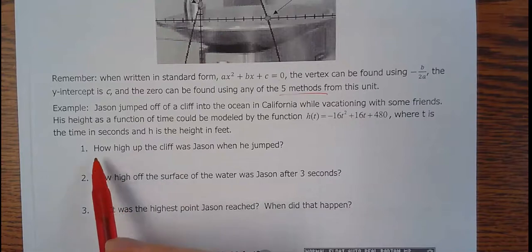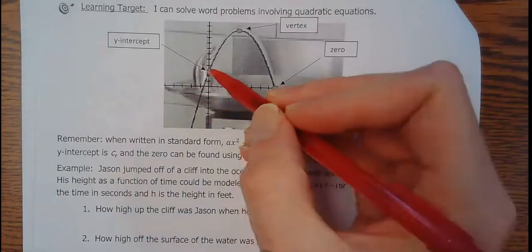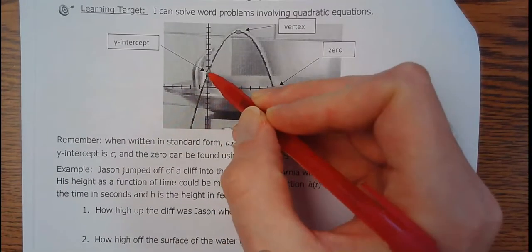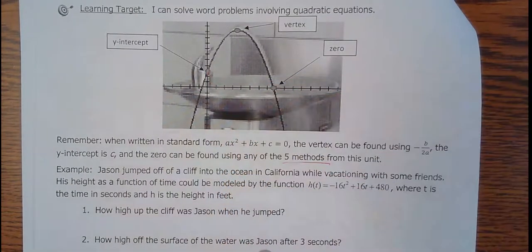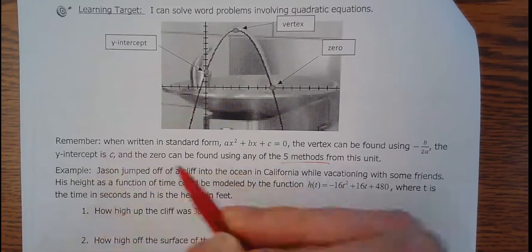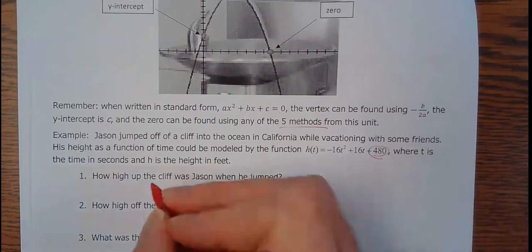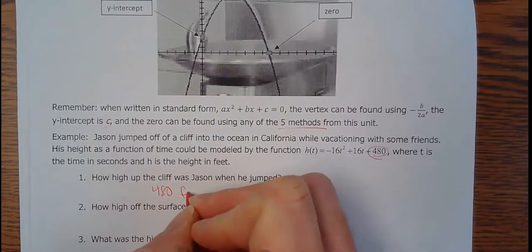How high up the cliff was Jason when he jumped? What that's asking is when he started, how high was he? Well, when he started is the y-intercept. This is a drinking fountain, of course, but he's going to jump up in the air and fall, same thing as the water on the drinking fountain. So what I want to find is the y-intercept. The y-intercept is the c, the number on the end. The number on the end is 480.